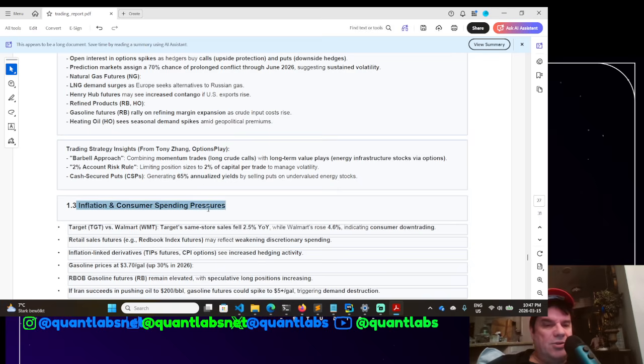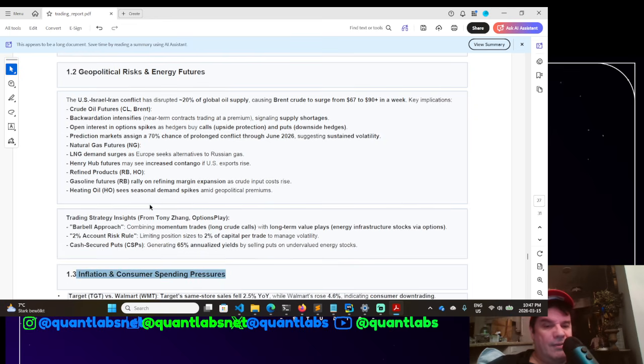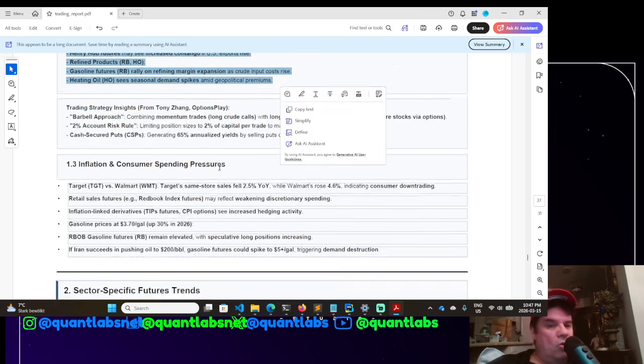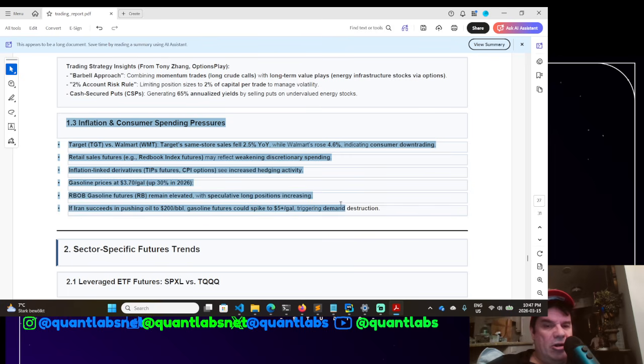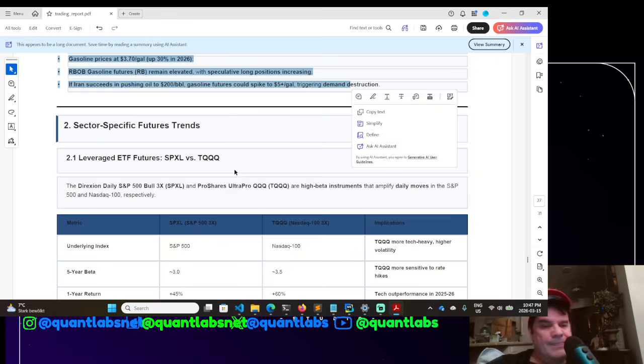So you can see here inflation on the retail crowd, geopolitical risks. Some of these sources are supplied. Tony Zhang, options play, what he's doing, I guess. I've never heard of him. Some of the other opportunities in this Iran war, inflation right here. So here's some news that is important to know. Target, Walmart, same-store sales fell 2.5% year over year, while Walmart indicated consumer down-trading. Again, you can see all the different news and how it impacts.